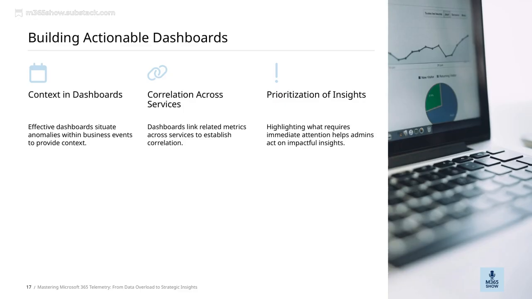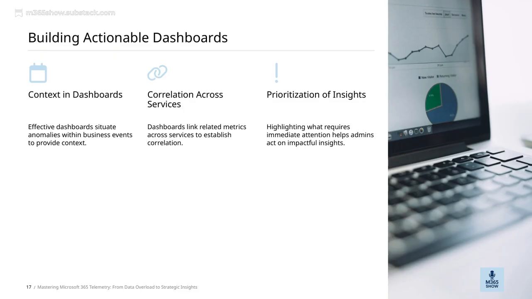It helps administrators act swiftly on the most impactful insights, rather than getting lost in a sea of data. Next, the idea of prioritization of insights is important. Effective dashboards connect related metrics across different services, which helps establish correlations. Recognizing these links enables us to see the bigger picture and understand how different areas are impacting each other. Finally, situating anomalies within the context of business events really adds value.